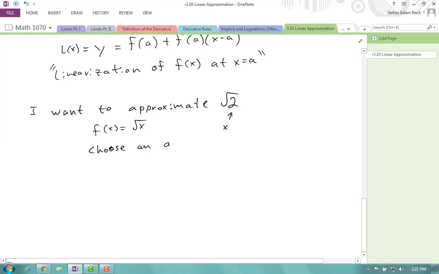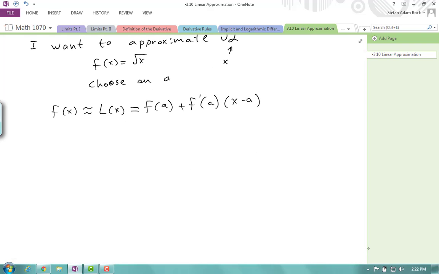The problem with this is the only things which are easy to evaluate for the square root are x equals 1 and x equals 4, and both of those are kind of far away from 2. But I'm going to go ahead and try it. I have that f of x will be approximately equal to L of x, which is equal to f of a plus f prime of a times x minus a. Now just for fun, I'm going to try both of these. I'll try a equals 1, and I'll try a equals 4.